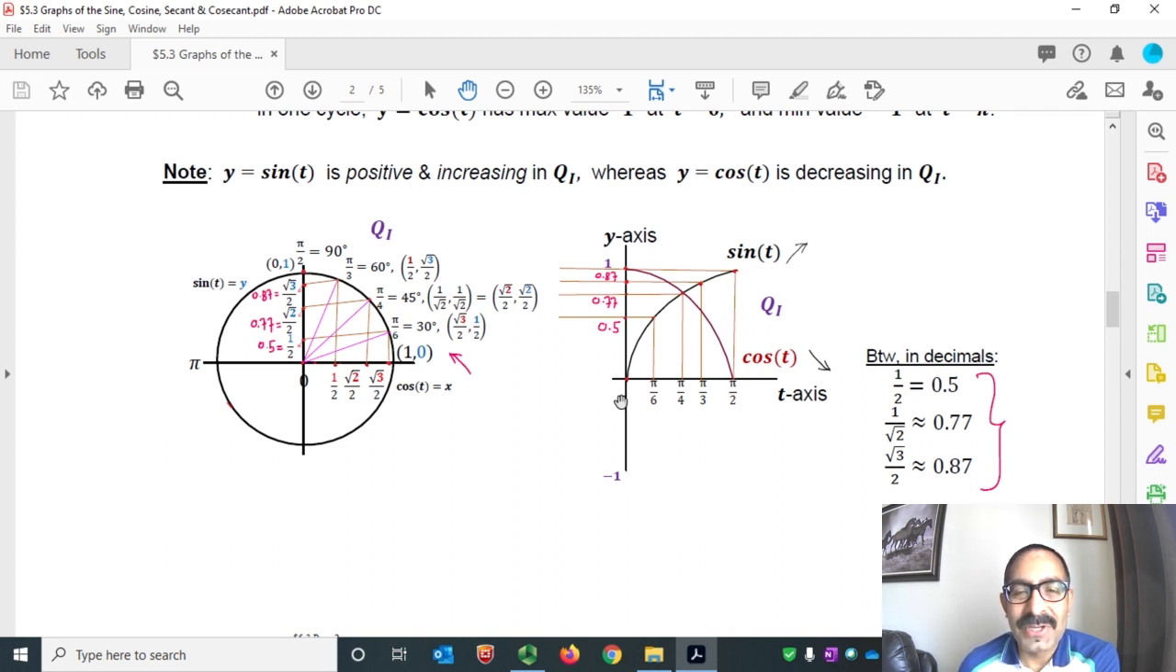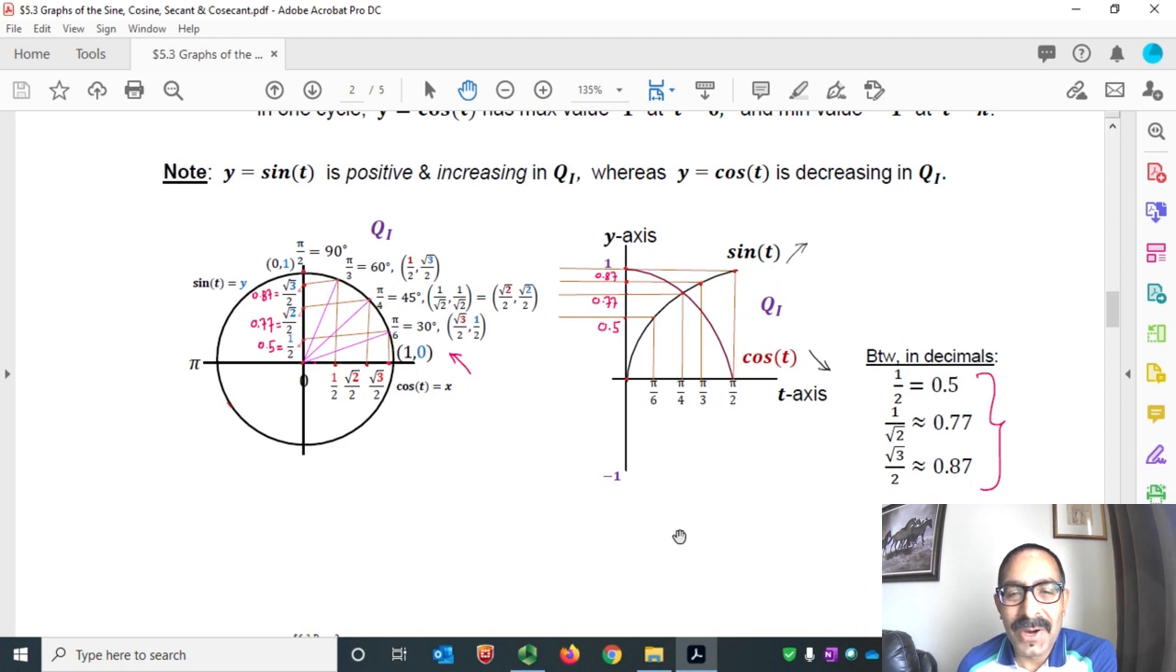Similarly, the cosine function is decreasing in the first quadrant. So here, at 0 degrees, cosine t is 1, and at pi over 4, this is 1 over radical 2, which is approximately 0.71, and at pi half, cosine t is 0. So this is the graph for cosine t in the first quadrant. I hope it makes sense to you so far.